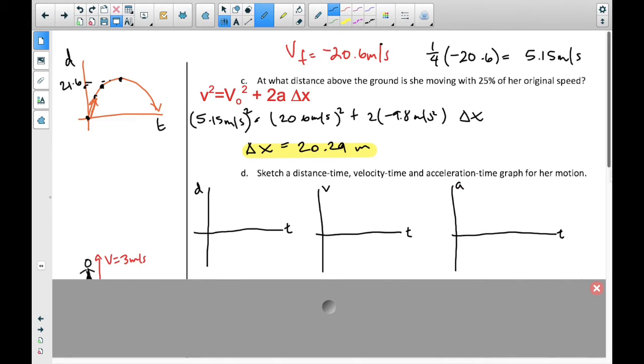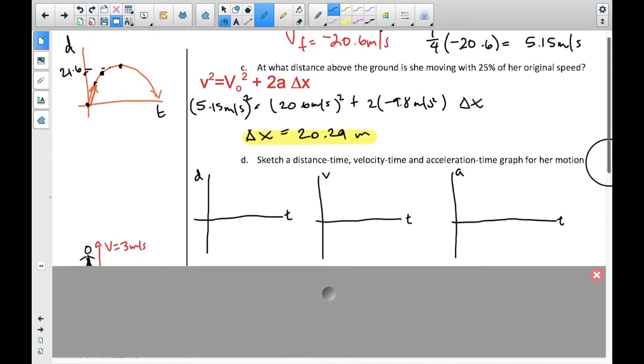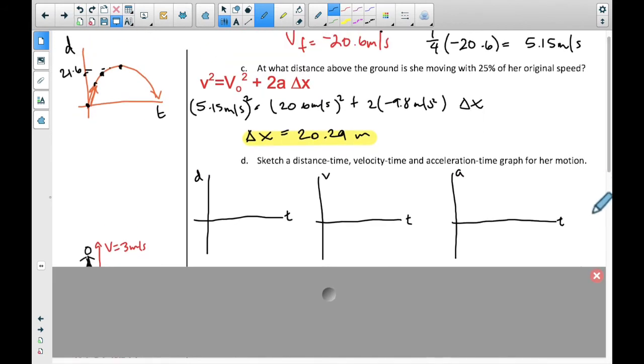Okay, last piece of this problem, sketch of distance time, velocity time, and acceleration time graph for the motion. So we typically just do graphs like these that are kind of vague, but we do know the time. So for instance, we could put a 4.2 seconds on this, and then halfway, of course, be 2.1. And we do know that the max height, like I said a second ago, was 21.6. And so I've already drawn this basically up above there, but here's our distance time graph.